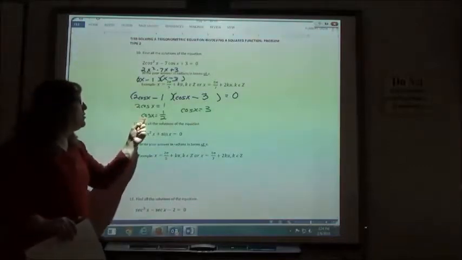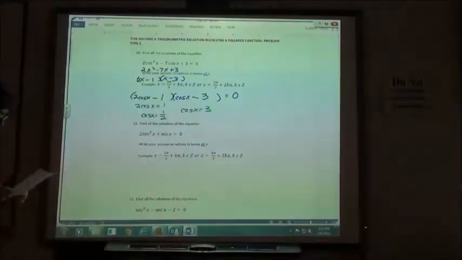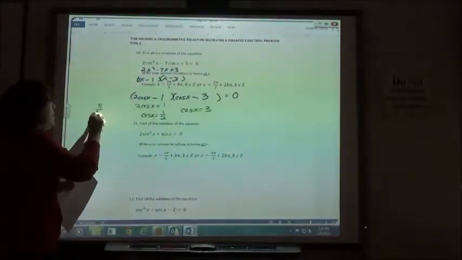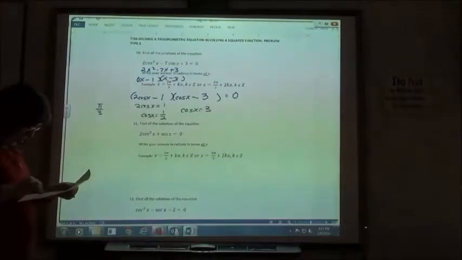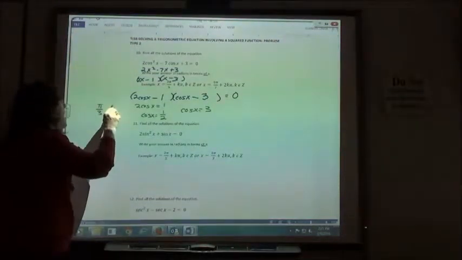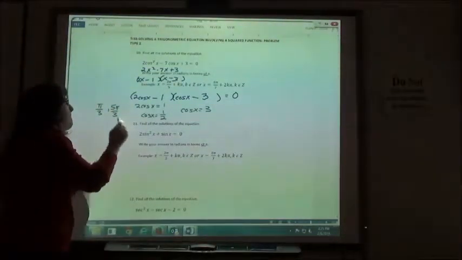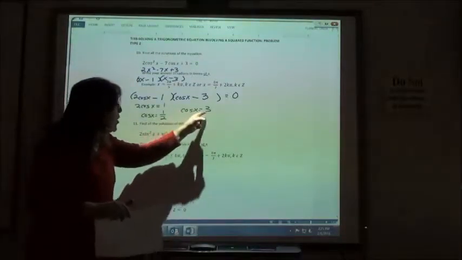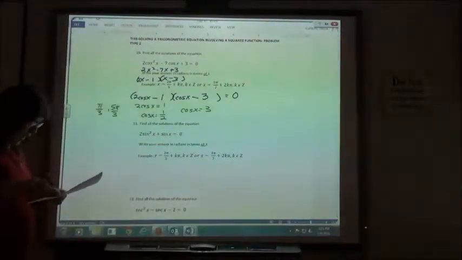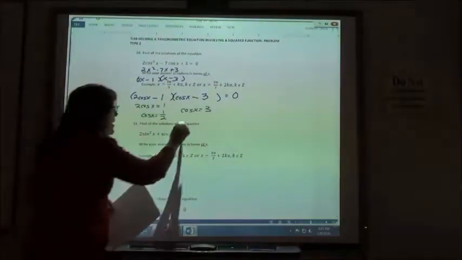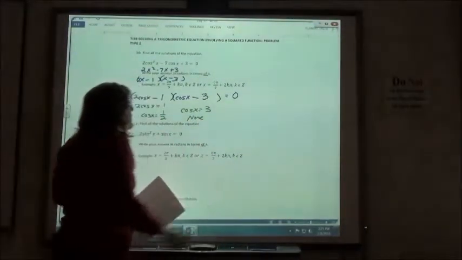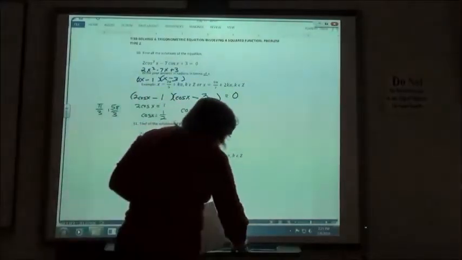So first thing I'm going to do is look for where my cosine of x equals 1/2. Cosine equals 1/2 at pi over 3. And looking down my list, it doesn't equal 1/2 again until 5 pi over 3. Looking for where the cosine of x equals 3, if I look down my list, there is not a single one where it equals 3.